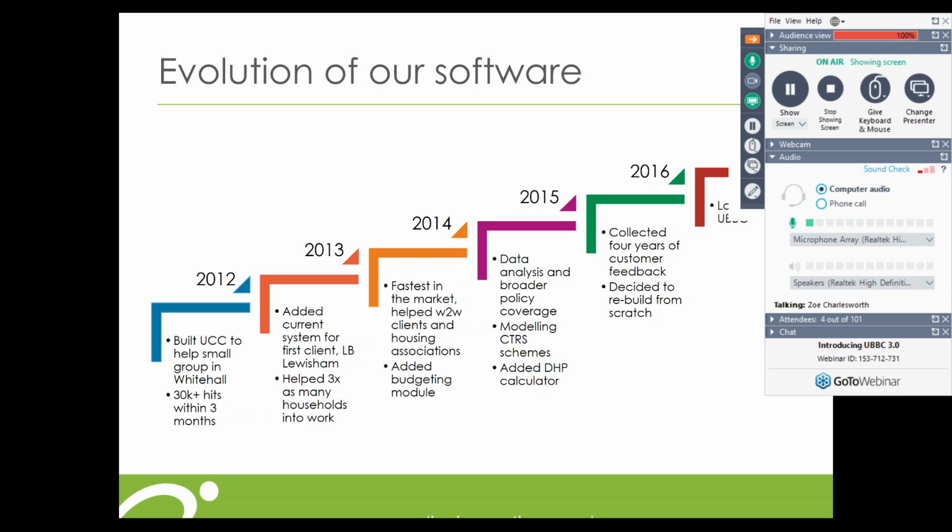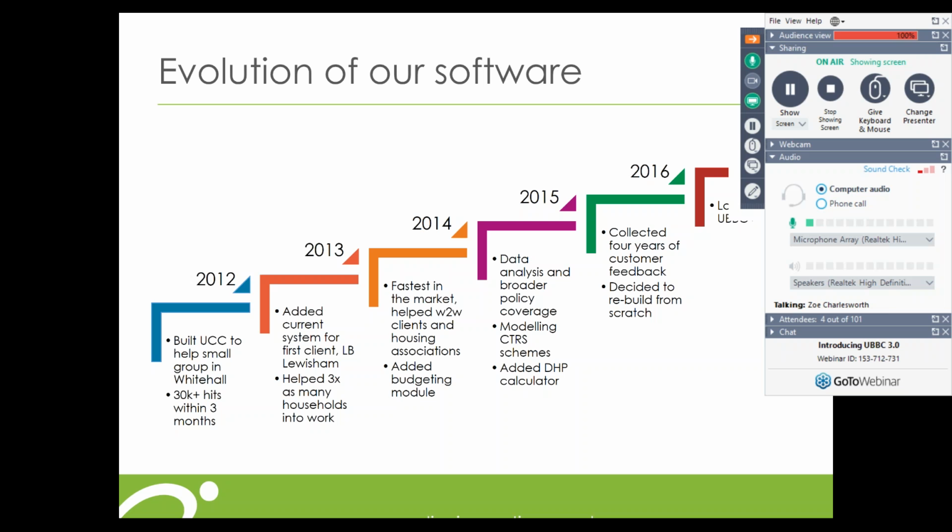And that's really the first version of the software that I think was sort of commercially available. In 2014, we were benchmarked as being the fastest in the market in terms of being able to get through a case. We grew our market share into working with welfare to work providers and housing associations as well as local authorities. And with the support of Oxford City Council, we were able to add the budgeting module, so the ability to look at income and expenditure, both sides of the equation when you're trying to show people how they can be better off.